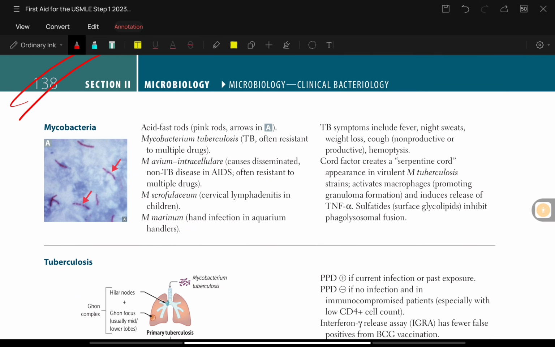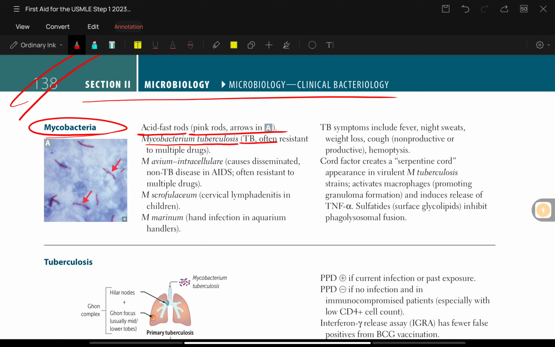Now moving up to the next, that is mycobacteria. Mycobacteria are acid fast rods, that is pink rods, here it is shown. And Mycobacterium tuberculosis, that is TB, is often resistant to multiple drugs. Mycobacterium avium, that is intracellular, causes disseminated non-TB disease in AIDS, often resistant to multiple drugs.